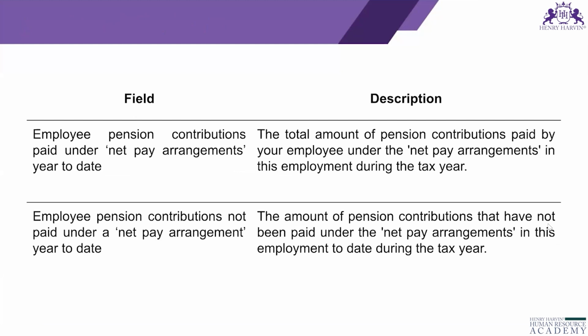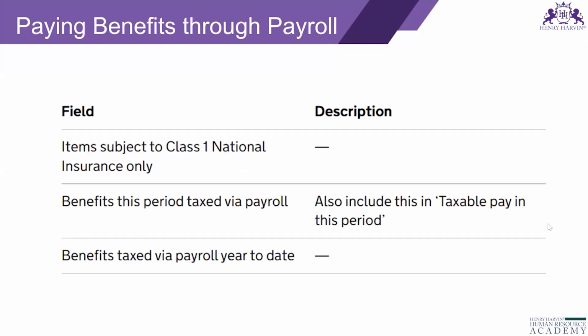So the first one will be employee pension contributions paid under net pay arrangements year to date figure. The second will be not paid under net pay arrangements year to date figure. Then items subject to class 1 national insurance only. Okay, so the total of amount where national insurance applies, like we have taxable salary, similarly we have NI-able salary also. So it could be the same for most of the employees.